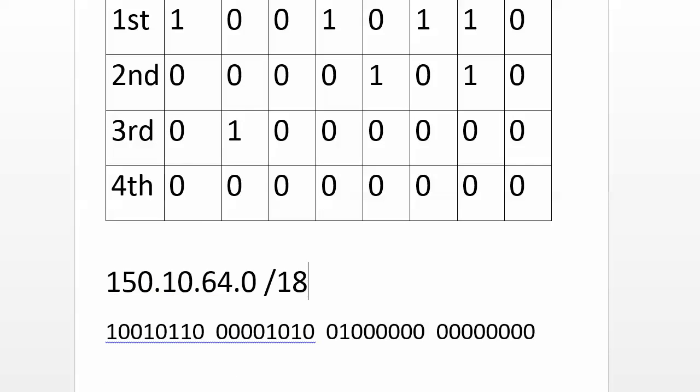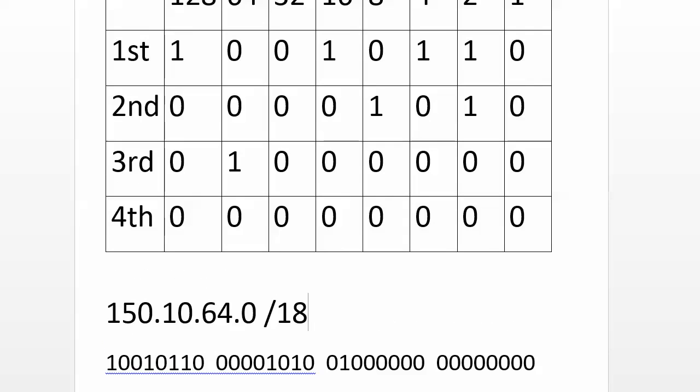So there is my binary string, and the mask that I was given was /18. So how many host bits do I have? I have 14 host bits. There are the 14 here at the end. See where I got that from? Those are our 14 host bits, because the first 18 bits are our subnet.